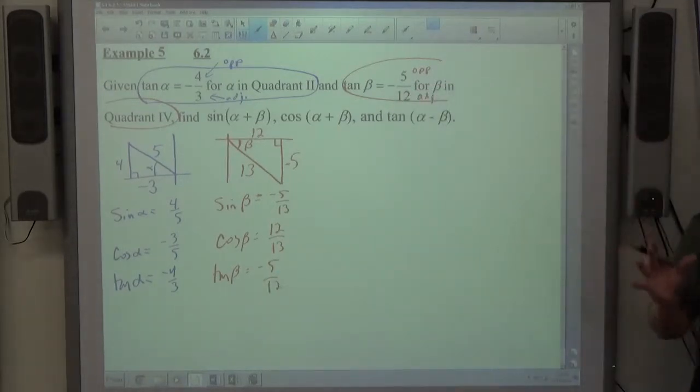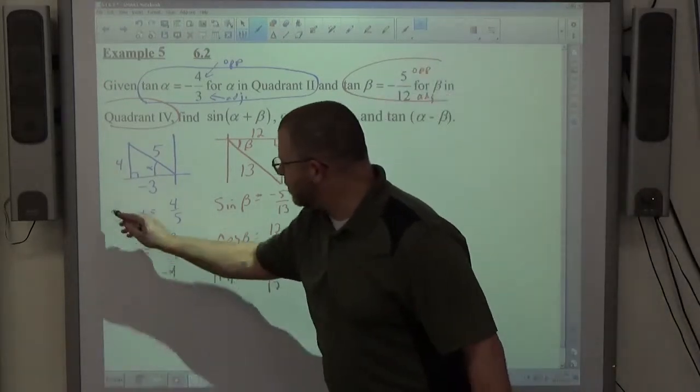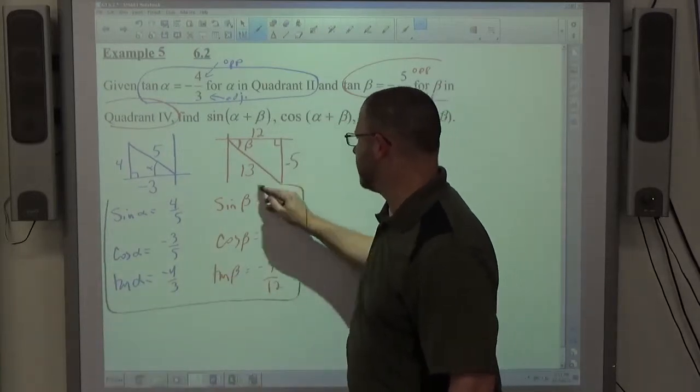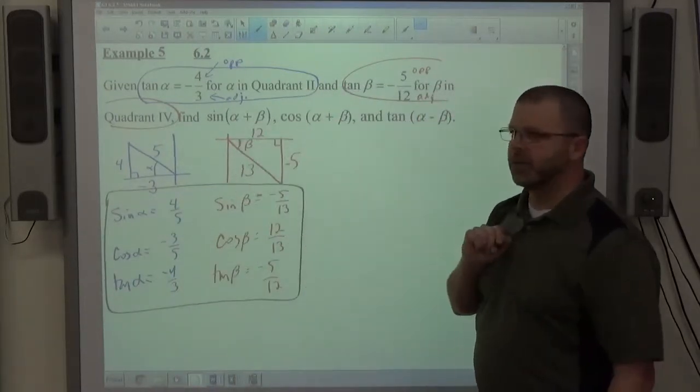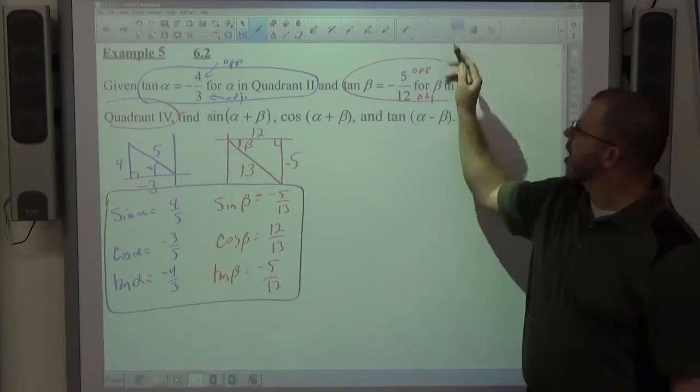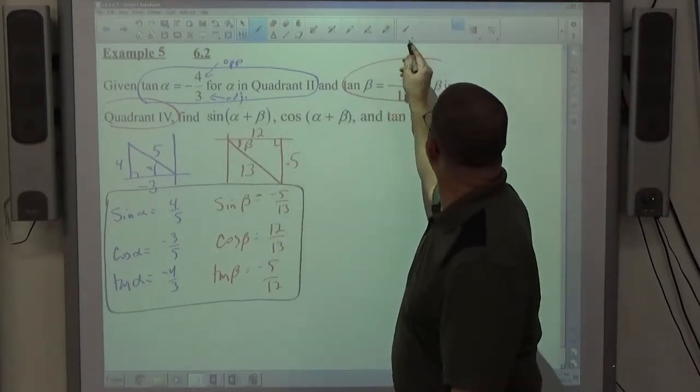And just like that, I've gotten a whole bunch of information about these two angles, alpha and beta. I know the sine, cosine, and tangent of each of those angles. And this box of information is going to be very helpful to find what they're asking me to find, which is these three things. So let's start off with the sine of alpha plus beta.